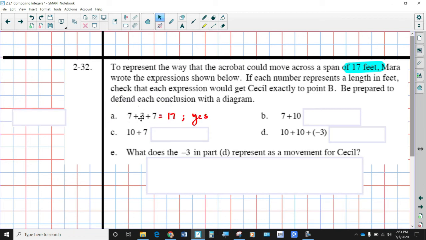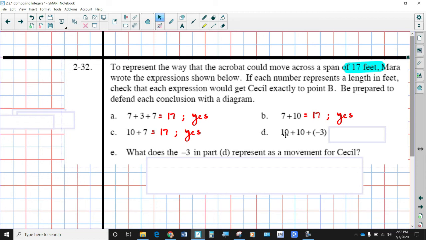All right, and the answer is, for A, yes. 10 and 7 make 17. For B, 7 plus 10, yes, that's 17. For this one, we're just flipping the order. 10 and 7 is the same as 7 plus 10. Yes, it is. It's 17, and in this case, it's a slightly different order than the one that I worked with. I did 10 plus a negative 3 plus 10, but if you went 10 plus 10, which is 20, plus a negative 3, that would also get you to 17.